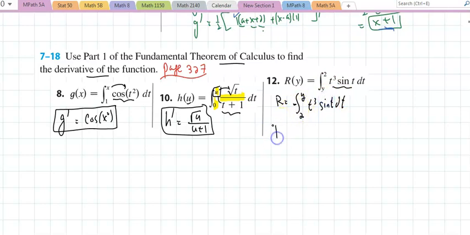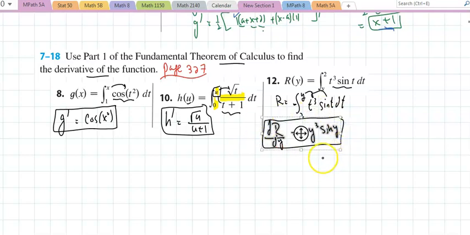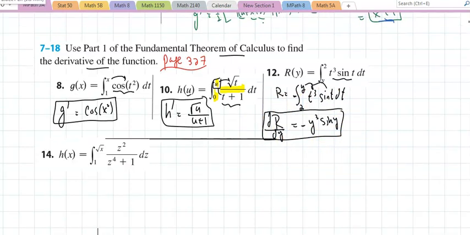Now that I'm looking at this, I say, well, dr/dy, I know you like r prime more, that's negative, and don't you just plug this in for t? Wouldn't that be y cubed sine of y? And that's basically it. Actually, that's fine.